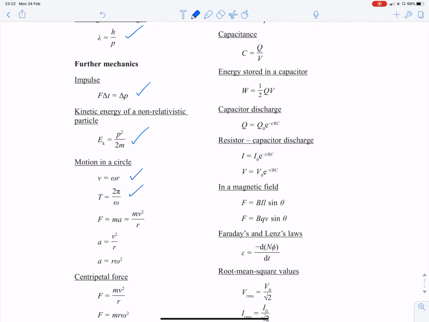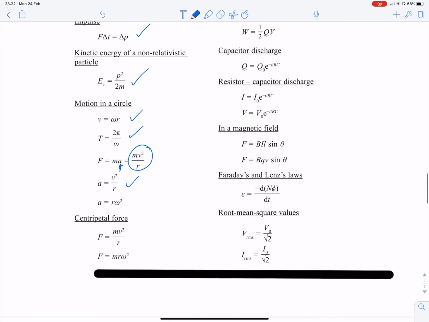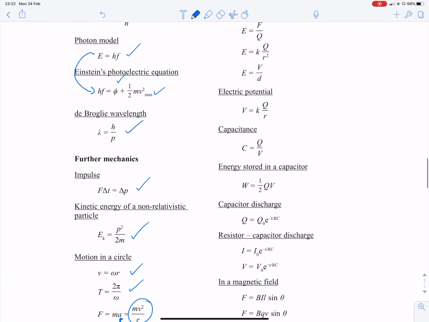Force equals ma, so that's also equal to mv squared over r, which means a equals v squared over r. So this is replaced to get that equation. And acceleration is also equal to r omega squared. Centripetal force: F equals mv squared over r, or m r omega squared.